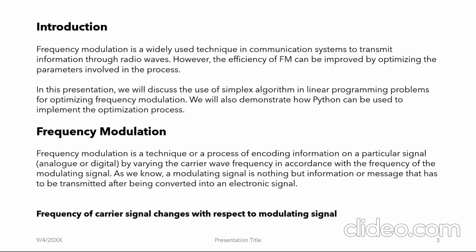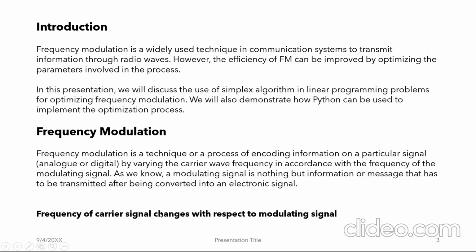Introduction: frequency modulation is a widely used technique in communication systems to transport information through radio waves. However, the efficiency of FM can be improved by optimizing the parameters involved in this process. Basically, I am going to improve the parameters of SNR of a frequency modulation to get an efficient solution in the feasible region. In this automation presentation, we will discuss the use of the simplex algorithm. We will also demonstrate how Python can be used to implement the automation process.